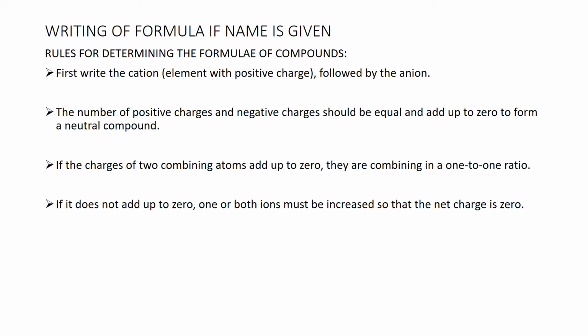They are combining in a 1:1 ratio. If they do not add up to 0, one or both ions must be increased so that the net charge is 0. We're going to see this in the next examples. So example number 1, we have calcium oxide. How do you write the formula for calcium oxide? First, we need to look at the valencies.